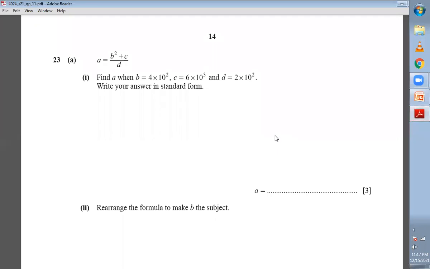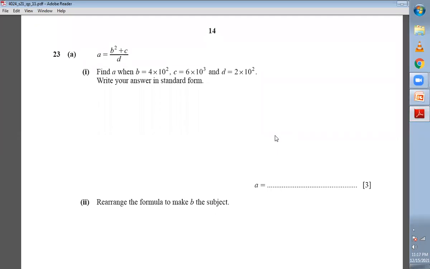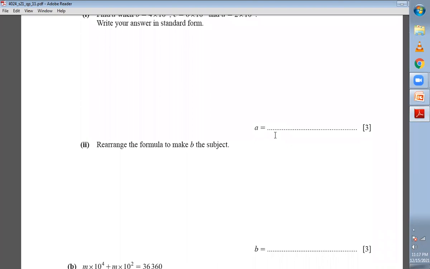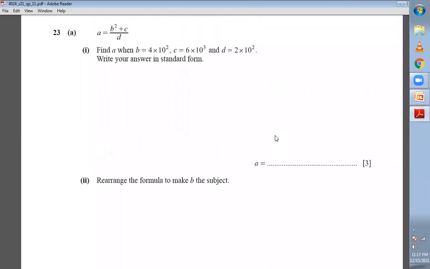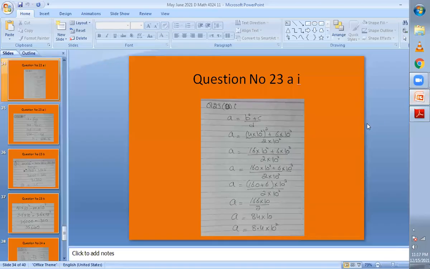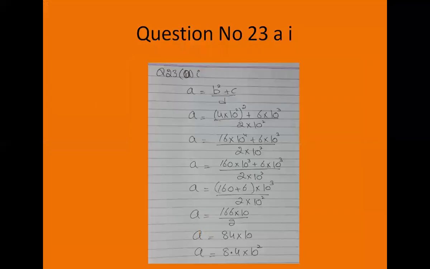Okay, so the next question, in the second part, it says rearrange the formula to make B the subject. It's a 3-mark question. It wants you to rearrange this formula and make B the subject of the formula. I want B to be the subject of the formula. Let me show you. It's a 3-mark question. Huge marks for this concept.